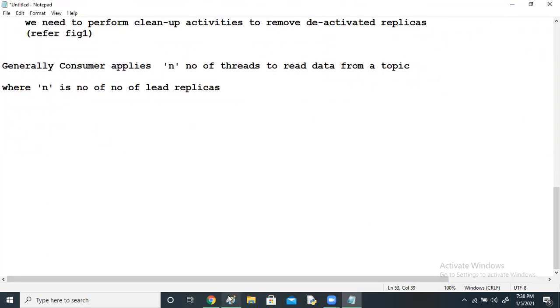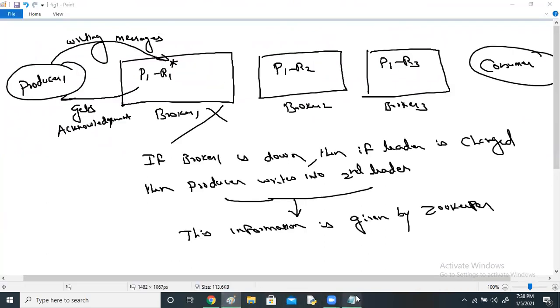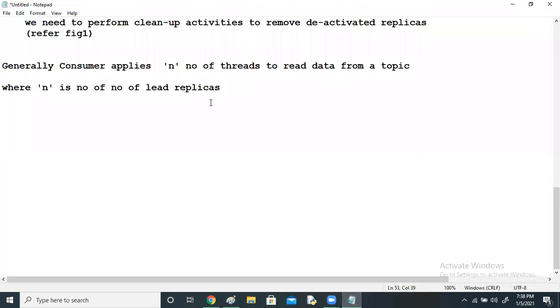And that will also be equal to the number of partitions a topic has. Where n is the number of lead replicas means, if partition 1, partition 2, partition 3, partition 4, 4 partitions, 4 lead replicas. So 4 threads are required to read data from a topic.